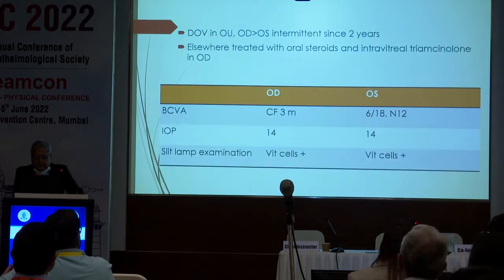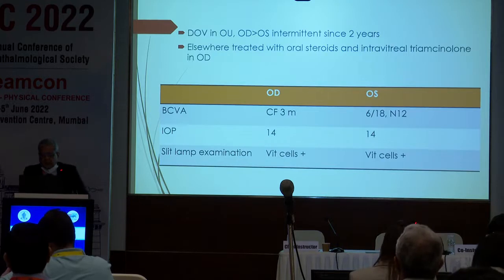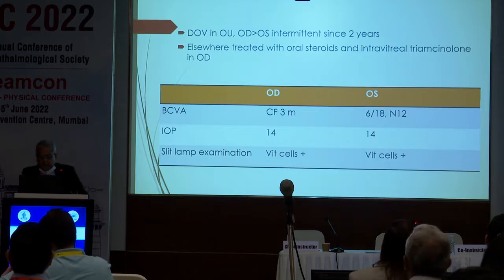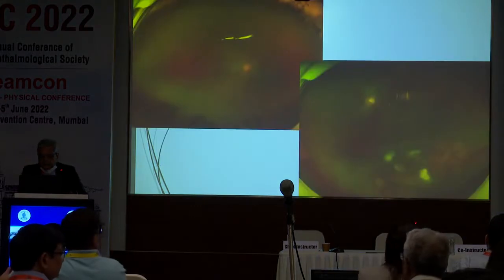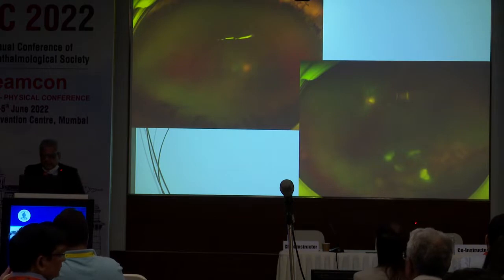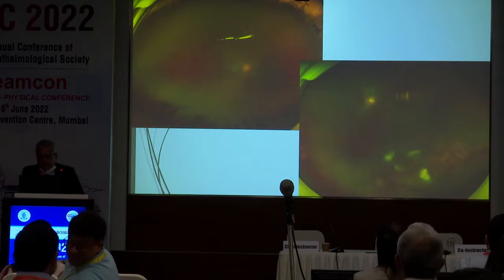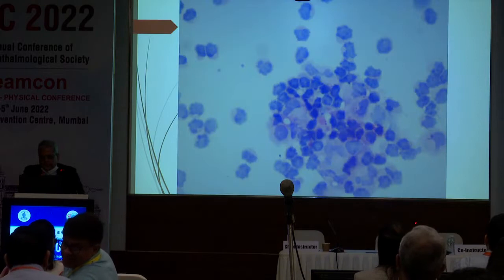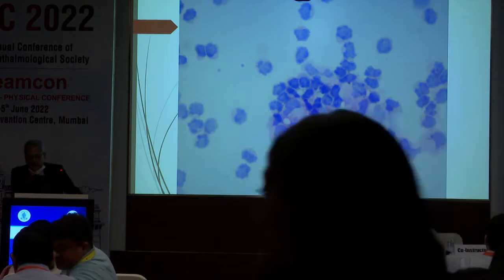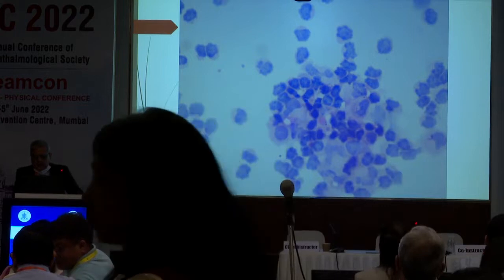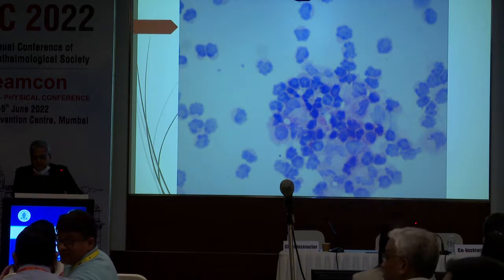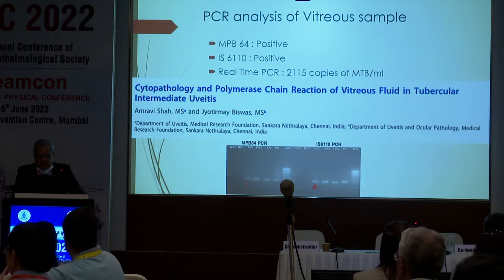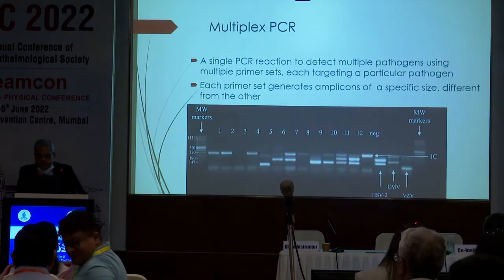An example of nested PCR: this is a patient with dimness of vision in both eyes, treated with steroid and intravitreal triamcinolone acetate injection. One eye had vitreous haze, the other had exudates. In the eye with dense vitreous haze, we did a diagnostic vitrectomy, and we could see a large granuloma from the vitreous cavity with lymphocytes and epithelioid cells. The PCR came positive for Mycobacterium tuberculosis DNA.